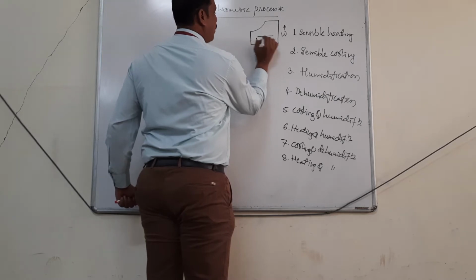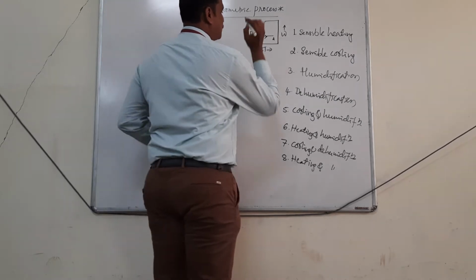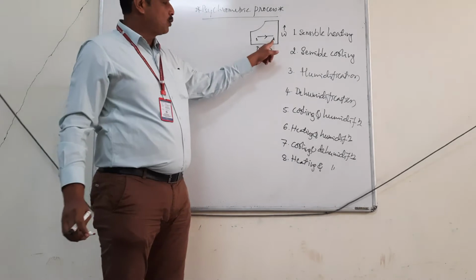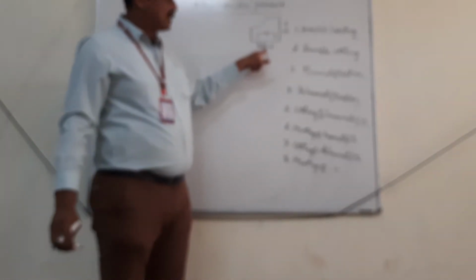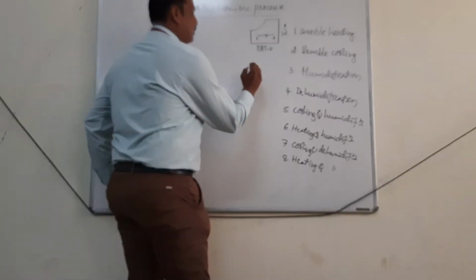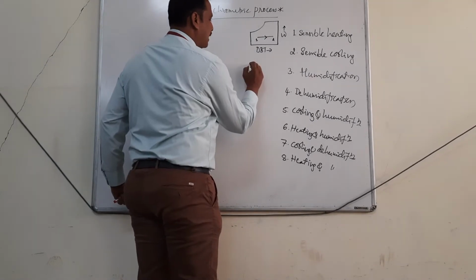So this is 1 and this is 2. This 1 to 2 process is called sensible heating. That means increasing temperature with constant specific humidity or humidity ratio. This is the first one. Similarly, we have sensible cooling.